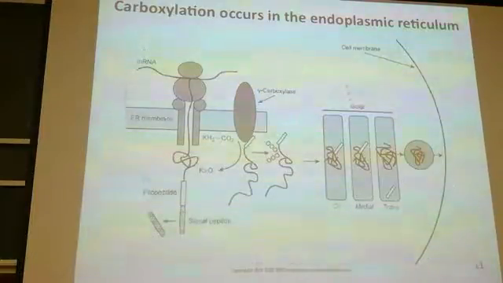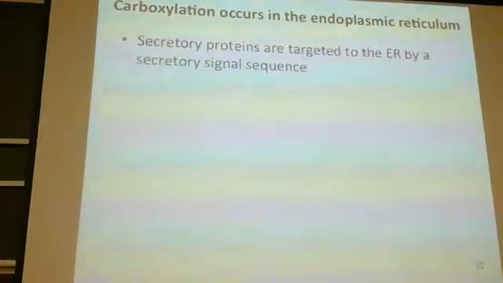So the end take-home message here is that these proteins go through the secretory pathway and are secreted in a carboxylated state into the blood. And this wouldn't happen if we didn't have our vitamin K, which is required for this reaction.